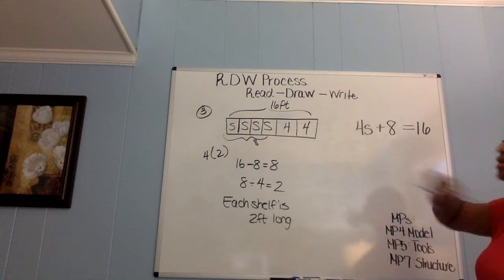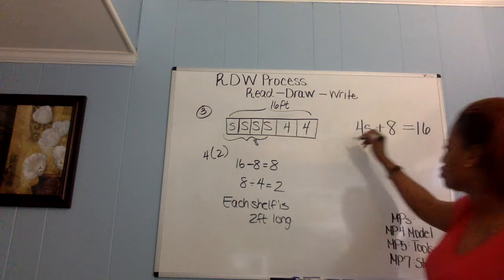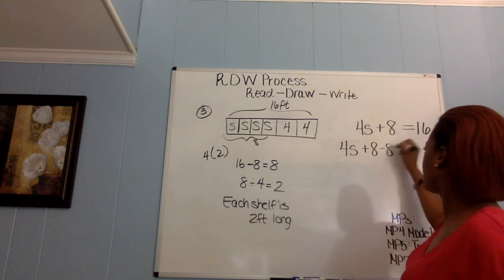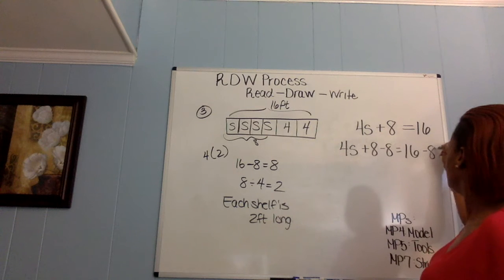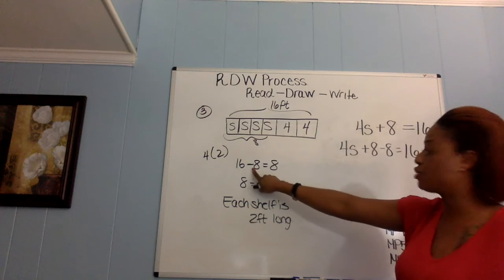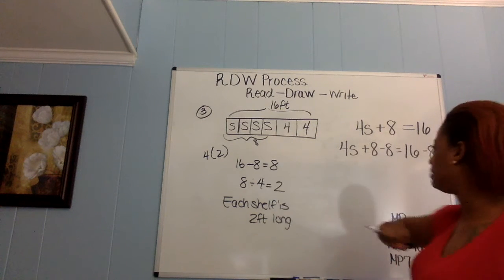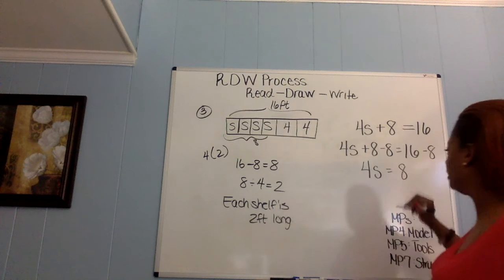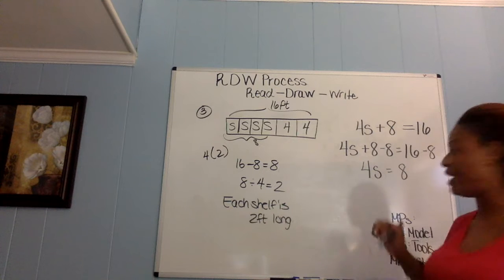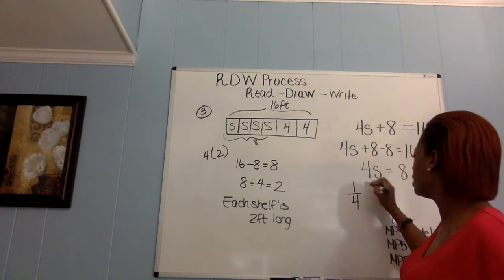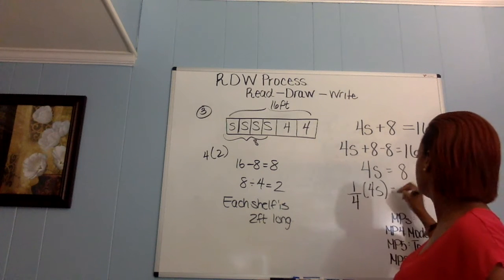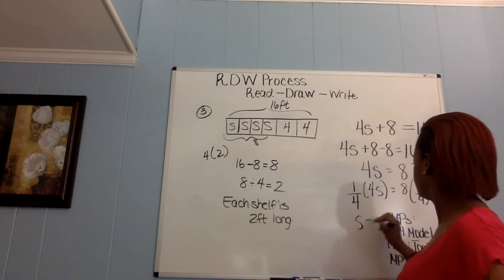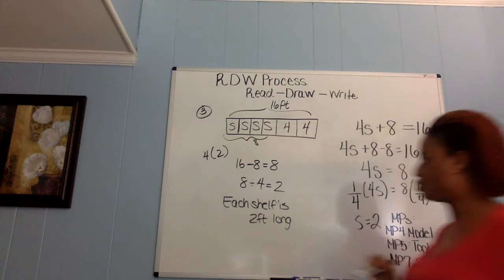So our goal is to isolate the variable. The first thing that we want to do is subtract 8 from both sides, which is equivalent to when we subtracted 8 using the tape diagram. So now I know that 4s is equal to 8. We now want to isolate the s, so we're going to multiply both sides by the reciprocal. So s is equal to 2.